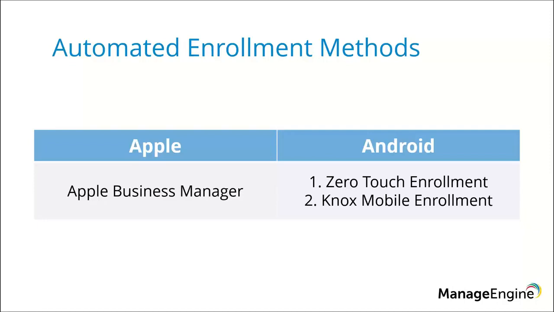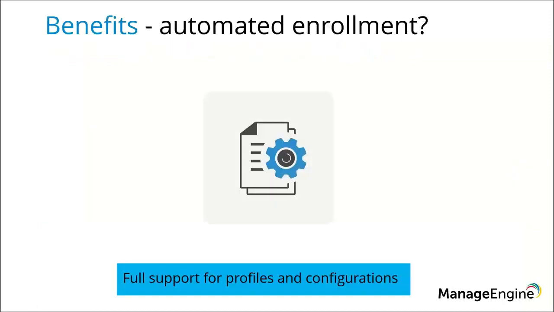I would classify even this as over-the-air enrollment. You don't necessarily need to have the devices on hand. Just by using the device serial number, you'd be able to remotely activate the MDM profile on these devices. First, for Apple, we have Apple Business Manager, and for Android, Zero Touch, and Knox Mobile Enrollment for Samsung devices.